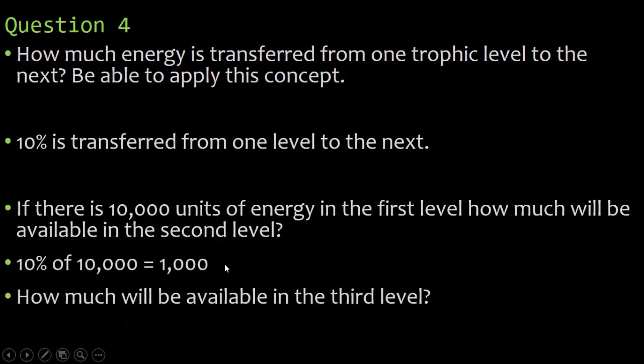Well, how much will be available in the third level? Well, if I know 1,000 is available on the second level, I can take my decimal, move it to the left one more time, and then I get 100. And you can do that with any number. 10,000 is a random number that we're using, but it could be any number.